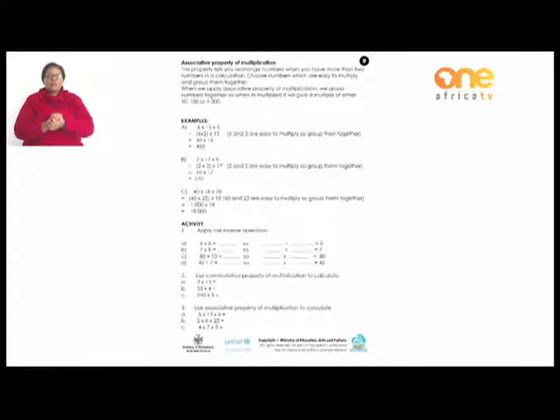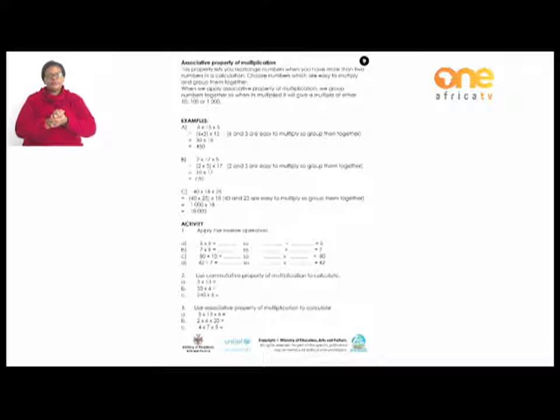Number 2, we are going to use commutative property of multiplication to calculate. A, 3 times 13. Apply commutative property. B, 50 times 4. Apply commutative property of multiplication correctly. C, 240 times 5. Apply the commutative property of multiplication. Boys and girls, I want you to get it correct, please.